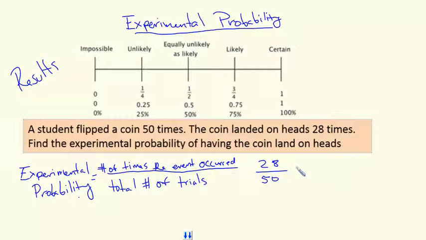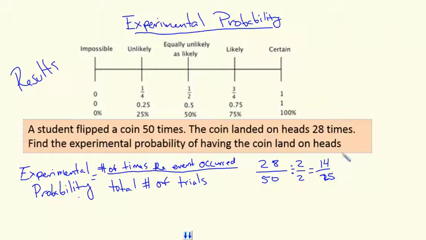Now, sometimes you will have to simplify. So let's go ahead and simplify this probability. Both of these numbers can be divided by 2. So 28 divided by 2 is 14. 50 divided by 2 is 25. So the experimental probability of this coin landing on heads is 14/25, or 14 over 25.